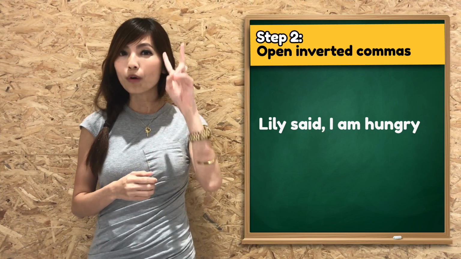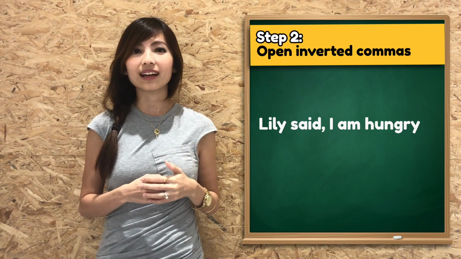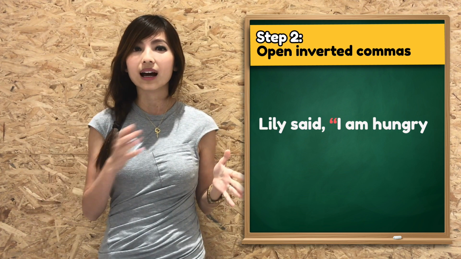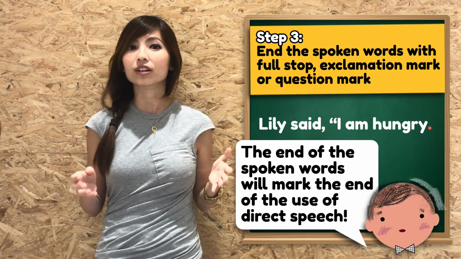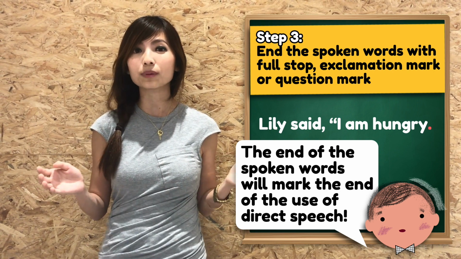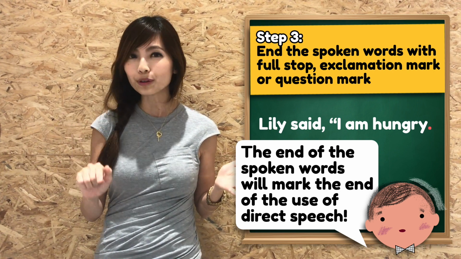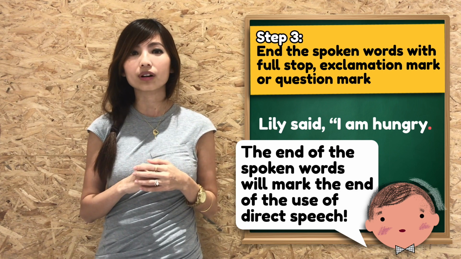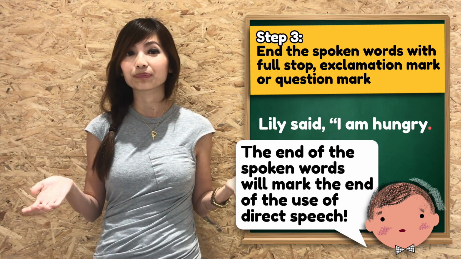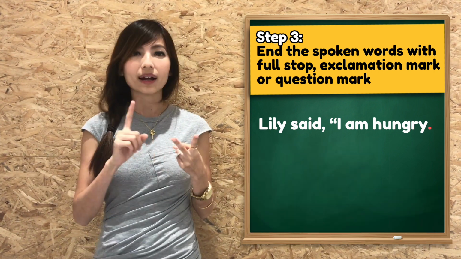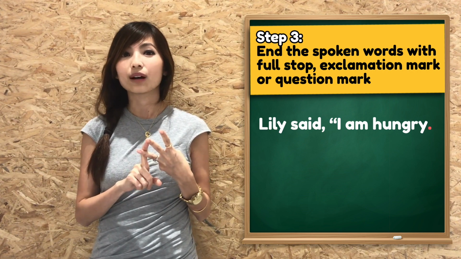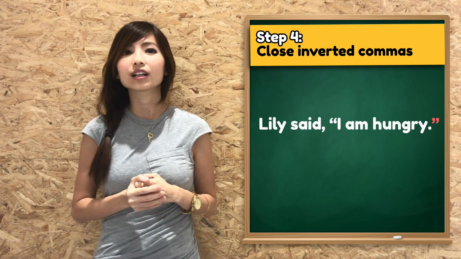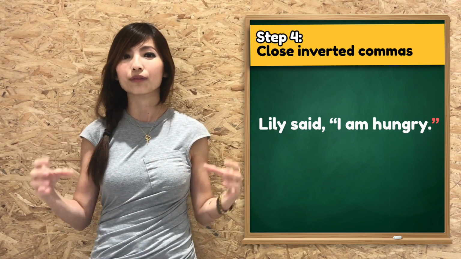Next, we will use open inverted commas to indicate that this is the start of the spoken words. "I am hungry." And since the end of the spoken words will mark the end of this use of direct speech, we are going to put a full stop after "hungry" because technically the sentence will have ended. So either use a full stop, exclamation mark, or a question mark. Good. And finally, close inverted commas to show that the spoken words have been completed.